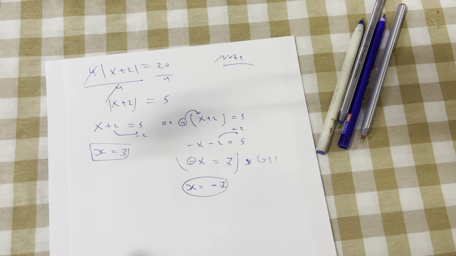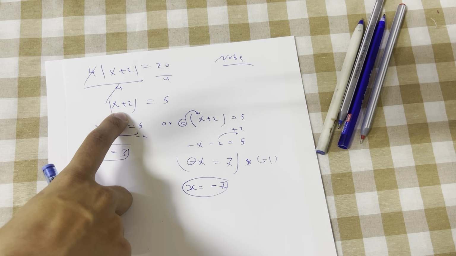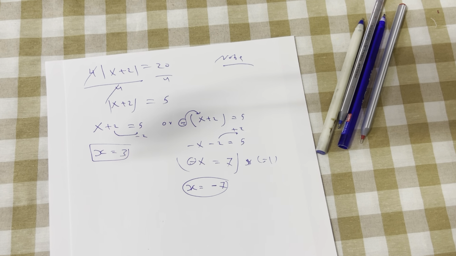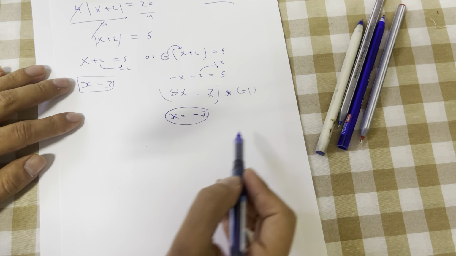And now I have two results. Why do we have two results? Because I told you if I have any absolute value equals a positive number, we have two solutions every time. This is true. Okay. Okay. Another example.